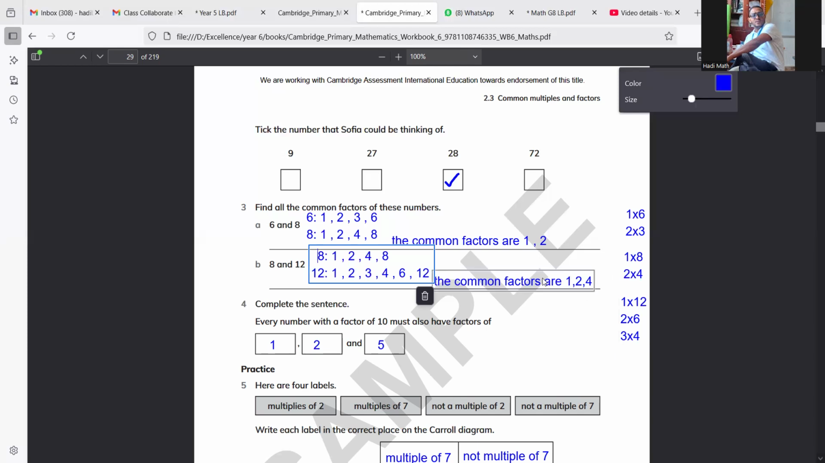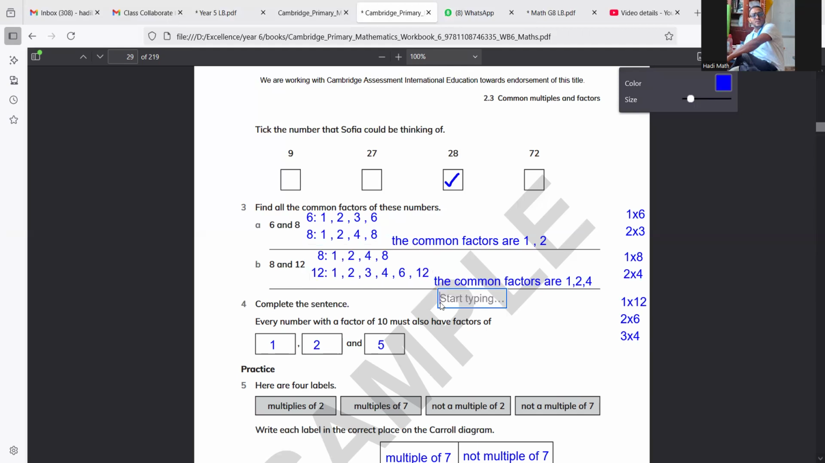Then you write the common factors are 1, 2, and 4. The 1 and the 2 and 4. When we say common factor, that means we find it in both of the number factors. Like we find it on the factors of 8 and we find it on the factors of 12. We call it the common factor. Sometimes they could ask you another question.